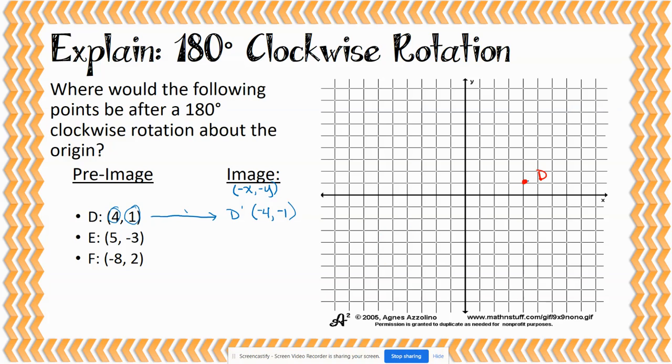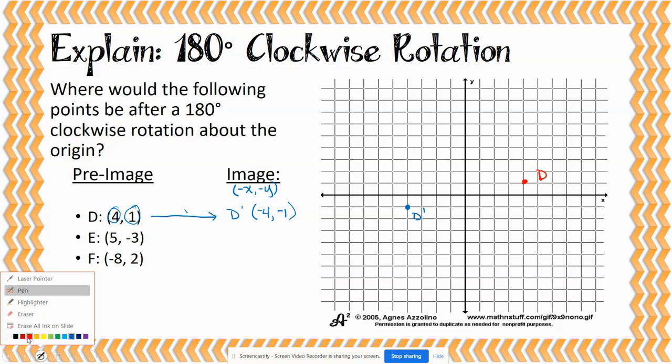Remember, that's the same as if I rotated 180 degrees counterclockwise because 180 degrees is the same either way. So I would go 90, 180, and it's still going to be somewhere over here. So (-4, -1), from the origin, I would go left 4 and then down 1, and here is D prime.